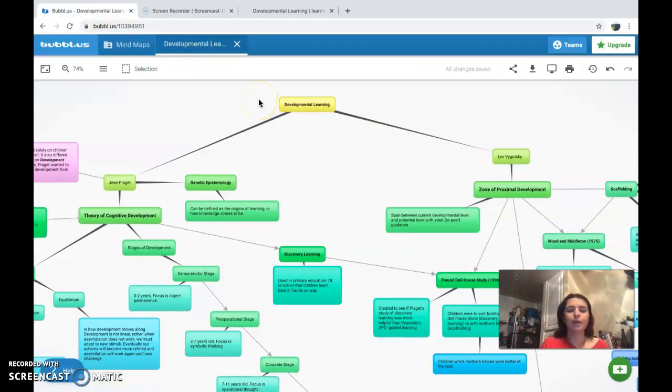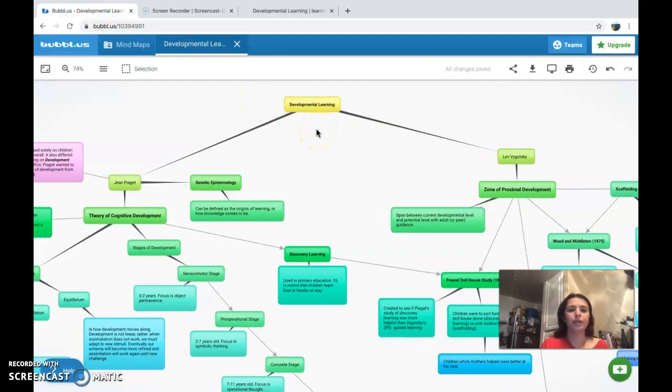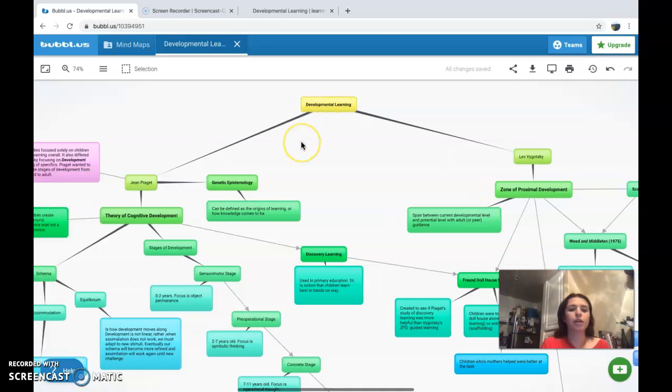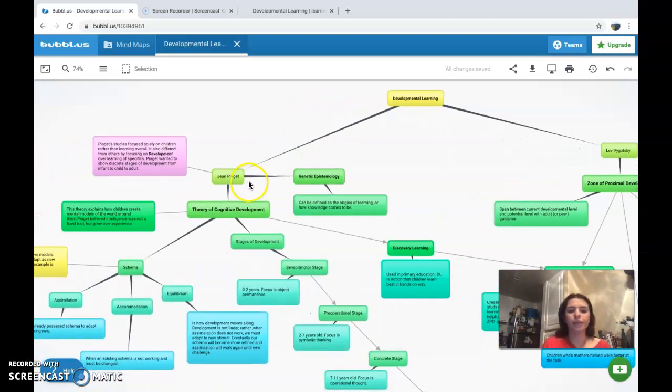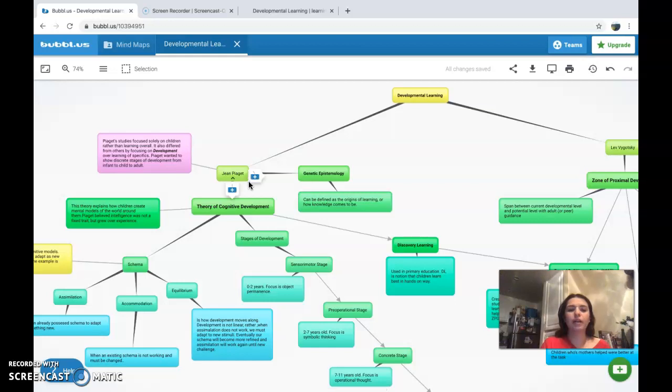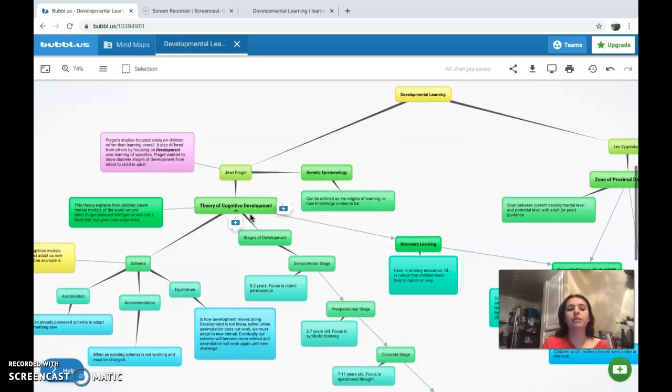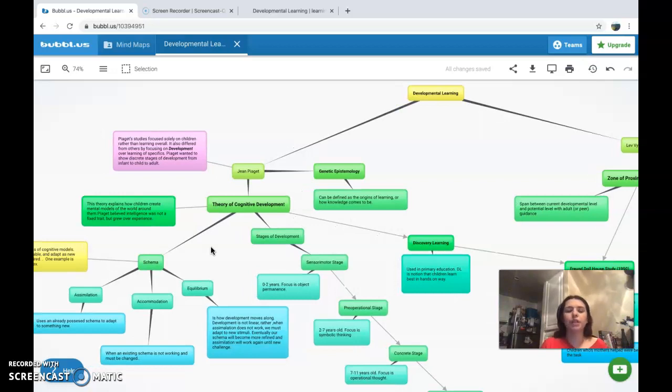Okay, so this week we're going to talk about developmental learning. So we're going to start with our first psychologist, Jean Piaget. Piaget developed the theory of cognitive development. So Jean Piaget was a psychologist that was assigned the task of translating English language IQ questions into French.